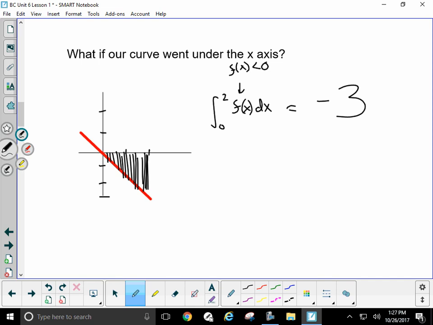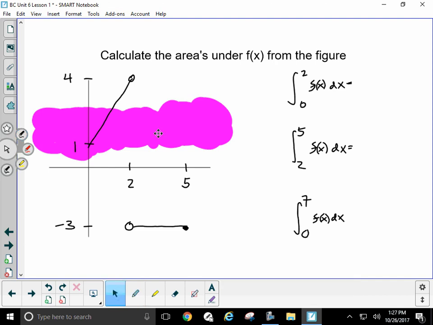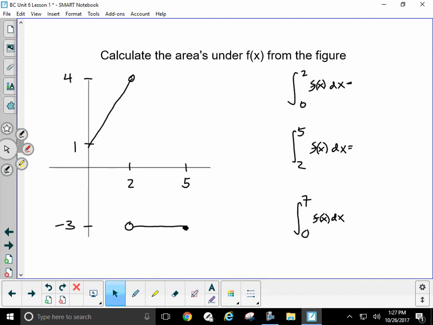Because it's an infinite sum. It's an accumulation of function values times heights. If the function values are negative, you technically get negative area, okay? Okay, good. So, I got pink stuff. You should read this as area from 0 to 2. You should read this as area from 2 to 5. You should read this as area from 0 to 7. Okay? That's it. Since we have straight lines, you can calculate these.